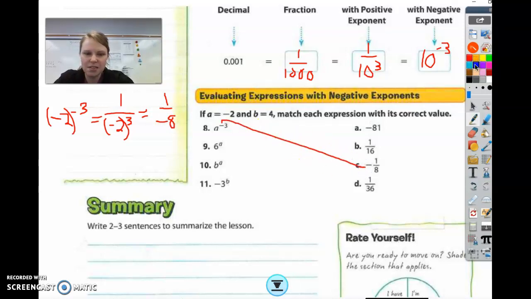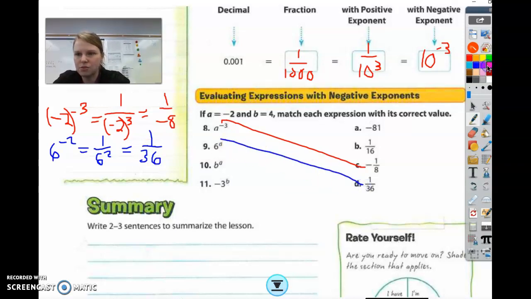What's next? 6 to the a power. 6 to the a power, a is negative 2. Okay, well, to get rid of the negative, we're going to change that to 1 over 6 to the second. When we do that, 1 over 6 to the second, what is 6 to the second power? Or, in other words, 6 squared. 6 times 6 is 36, I believe. So that one.